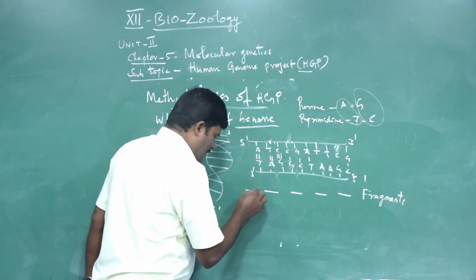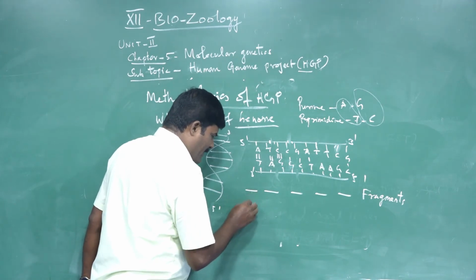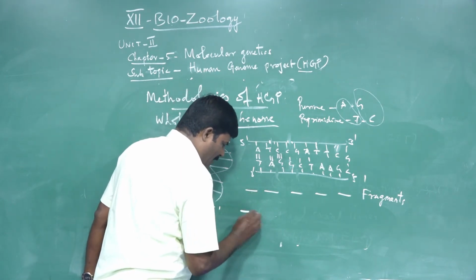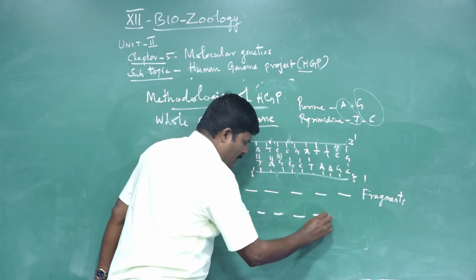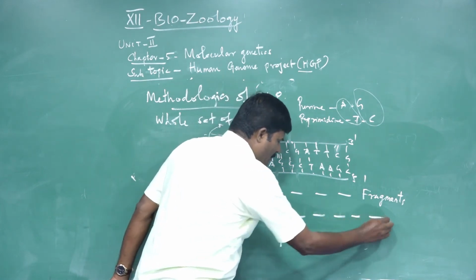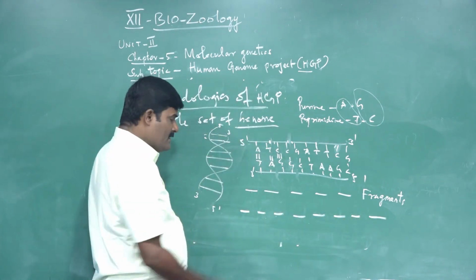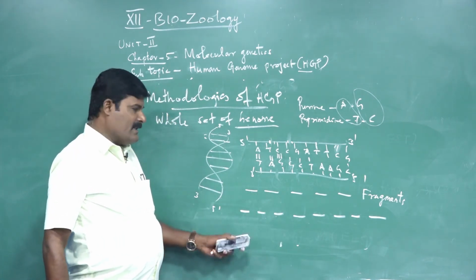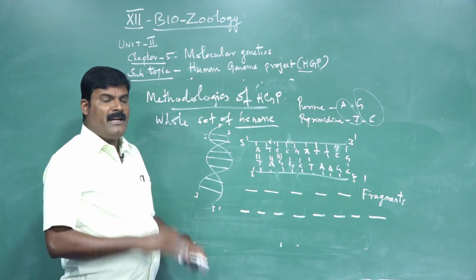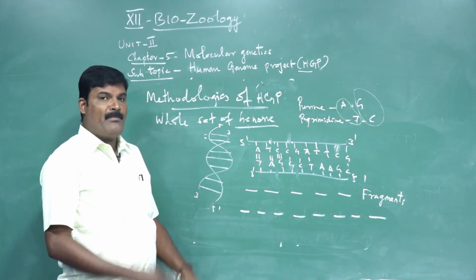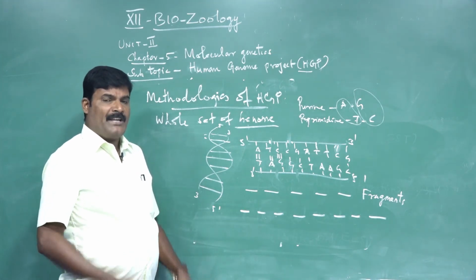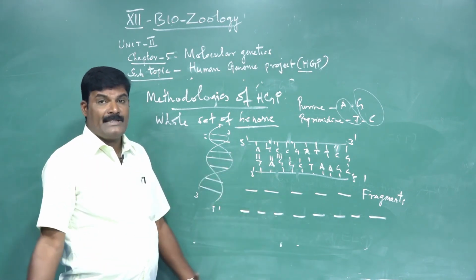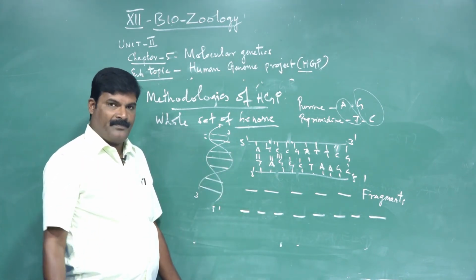These 5 fragments are converted into many repeated fragments. It may be any number of fragments. This is called cloned. How is it possible? As a result of amplification of the DNA sequences. What is amplification? The production of multiple copies of a DNA sequence is called amplification.